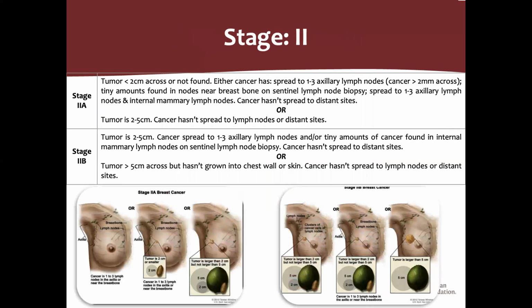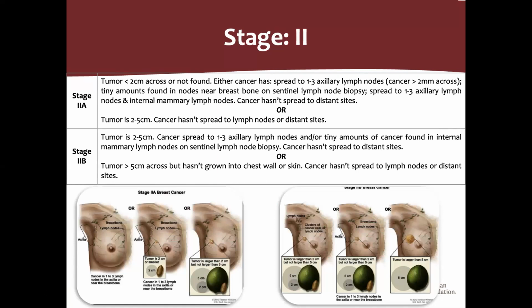For stage 2, again, there's 2 subcategories. Stage 2A, there's 2 conditions that it could potentially be classified as. So the tumor in condition 1 may be less than 2 centimeters across or not found, and either the cancer has spread to 1 to 3 axillary lymph nodes, and in this case, the cancer is larger than 2 millimeters across.